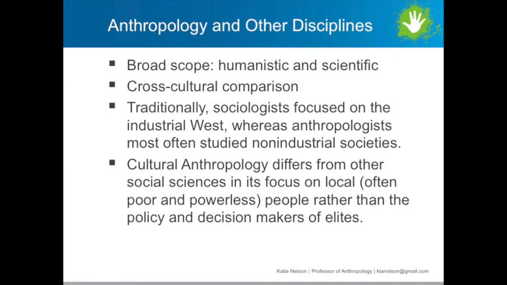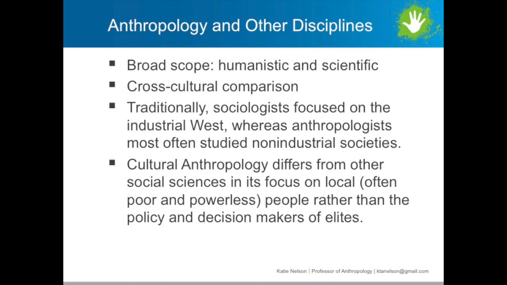And slide 15, anthropology and other disciplines. One of the features that distinguishes anthropology from other social sciences is its broad scope, or in other words, its holistic nature. Anthropology is unique in that it's both humanistic and scientific. Another thing that distinguishes anthropology is its cross-cultural comparison. It's a comparative discipline, and anthropologists are constantly interested in comparing and contrasting different cultural groups.